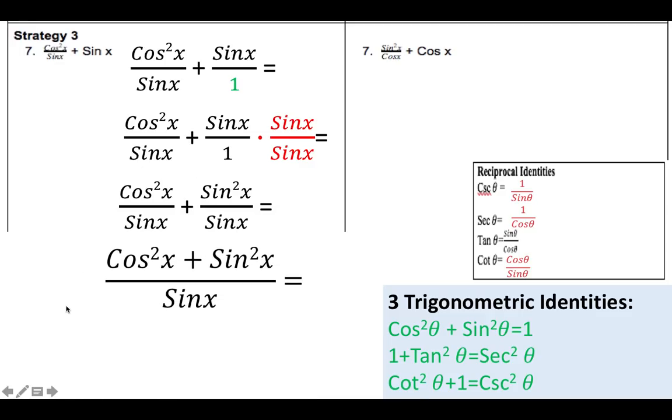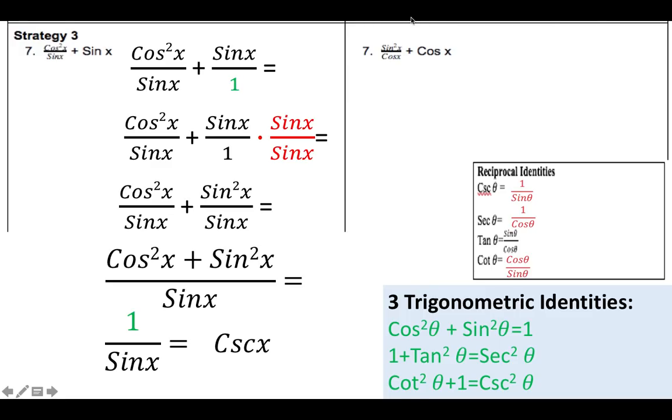Awesome. Here is where my 3 trig identities come up. Cosine squared plus sine squared we all know is equal to 1. So I'm going to rewrite this top portion as 1. Lastly, you want to go ahead and look at your notes and see that 1 over sine x is actually equal to cosecant x. And basically, you are done.